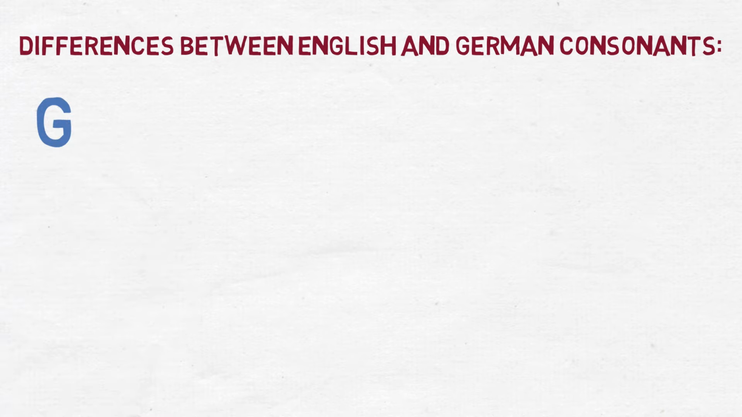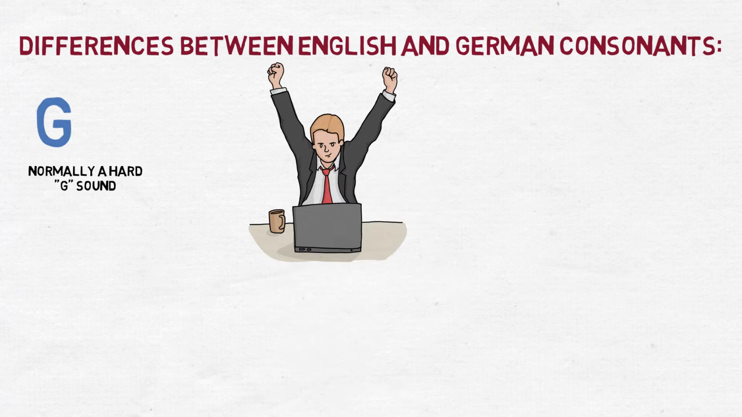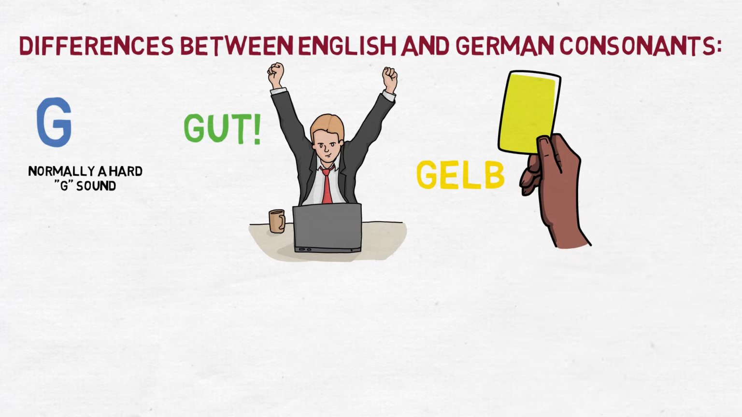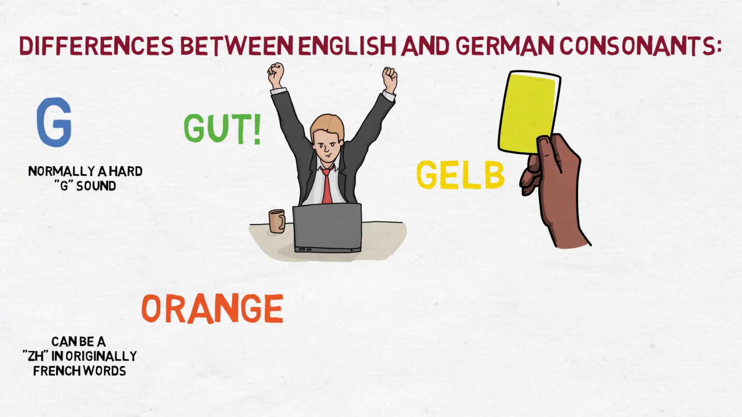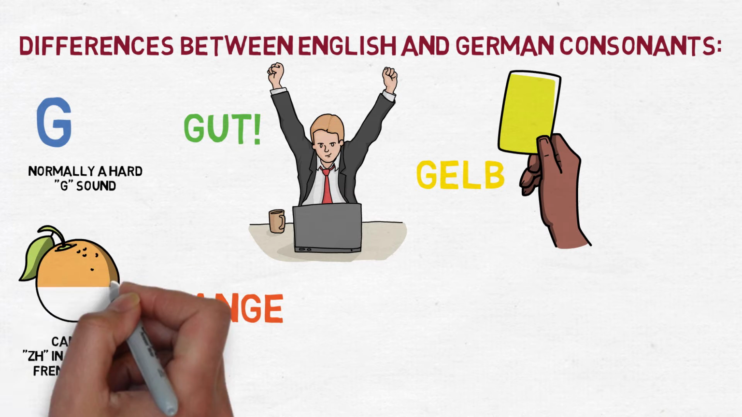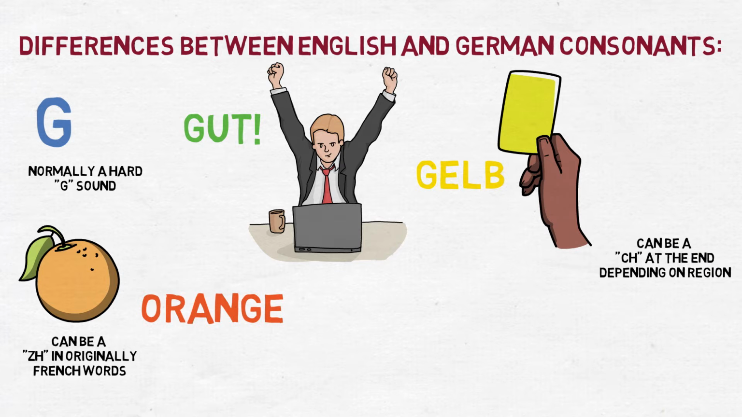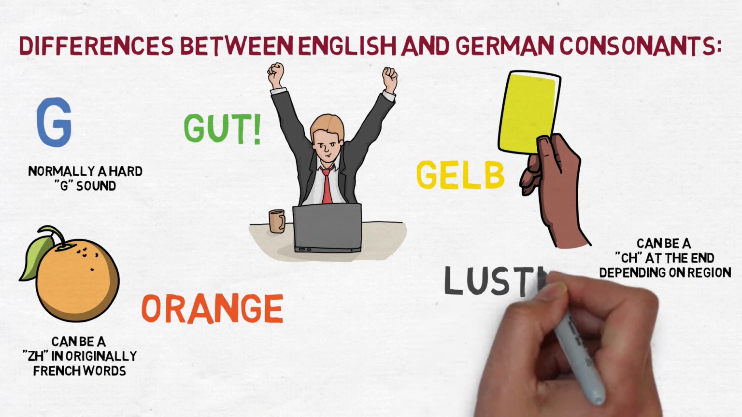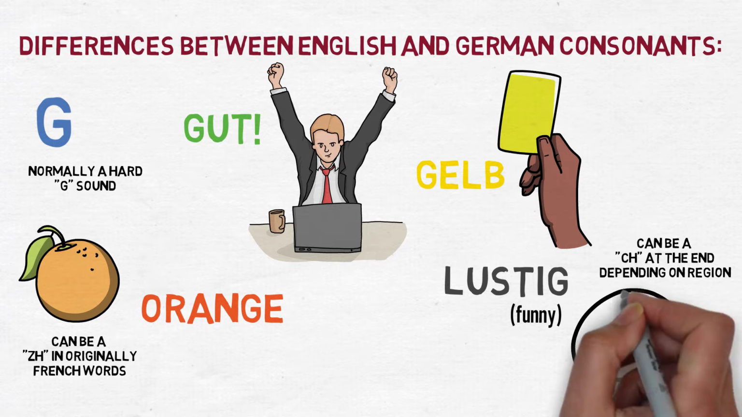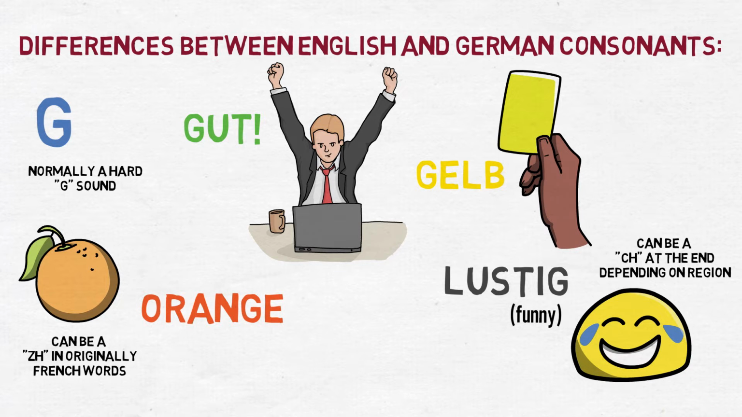G. In German, the letter G almost always makes a G sound, like in gut, meaning good, or gelb, meaning yellow. In some words of French origin, you'll hear it pronounced as je, for example, orange. In some areas of the German-speaking world, you'll hear a G pronounced as a ch, when it's on the end of a word. For example, lustig, funny. If you see a G followed by a N, it won't become a N sound like in the English word gnome. Instead, both letters get pronounced as Gn. For example, gnädig, meaning gracious.